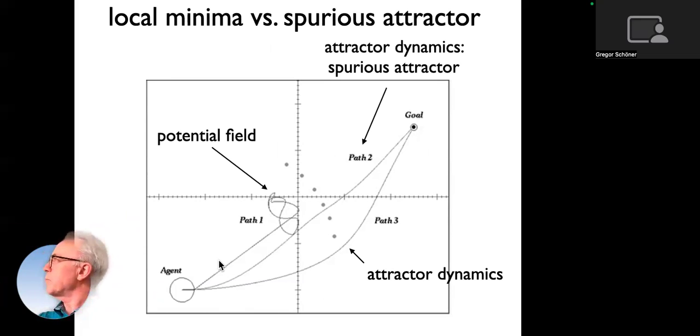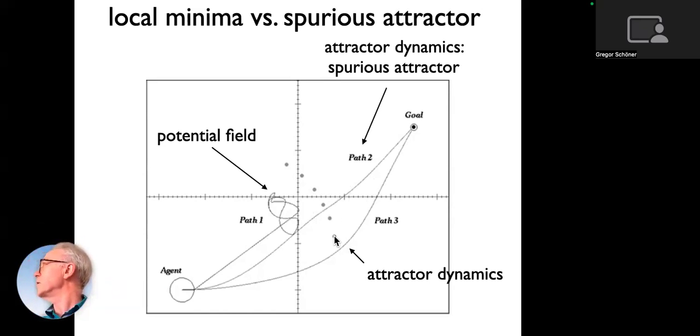And the attractor dynamics approach could also have a problem under some circumstances here. For instance, this would be a path that goes between two obstacles too close in terms of the size of the vehicle, right? It would collide. That would not be a correct path. We used to call that a spurious attractor, an undesired attractor that does not fulfill the constraints. So the attractor solution is violating the constraints.